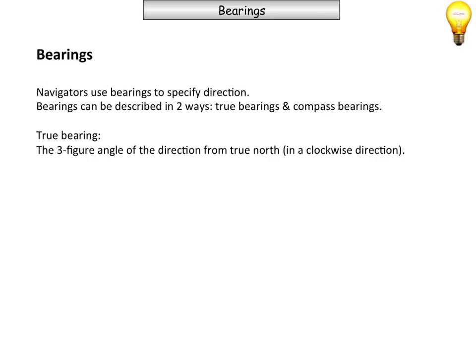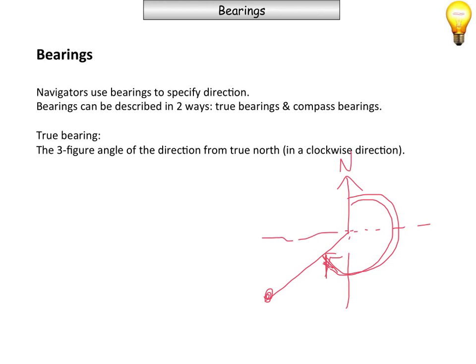A true bearing is a three-figure angle in the direction from true north, and we measure it in a clockwise direction. So if we look at the diagram, there's north, and we always go in that direction. And if the point's over here, when we hit that line, we need to work out this particular angle, okay? And we use 90-degree angles, 180 degrees, 270, etc.